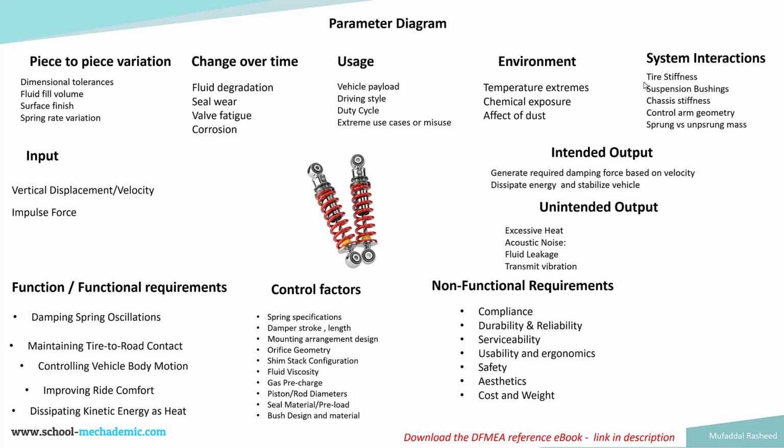System interactions are interactions which are external to the boundary, which we have seen, the boundary of the shock absorber. What are the interactions and how changes in those interactions are affecting the performance? For example, tire stiffness. Tire stiffness will have a direct implication on the performance of the suspension as a whole.